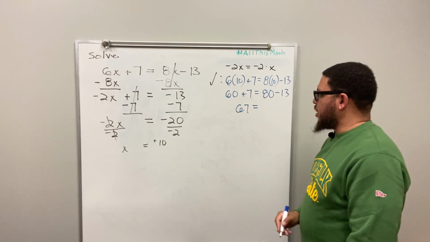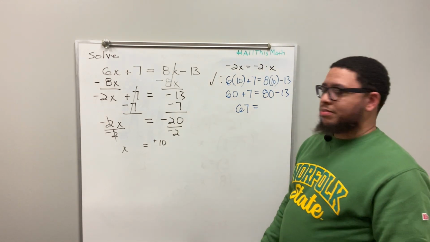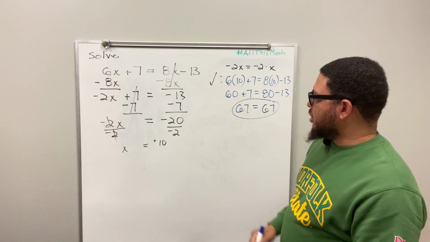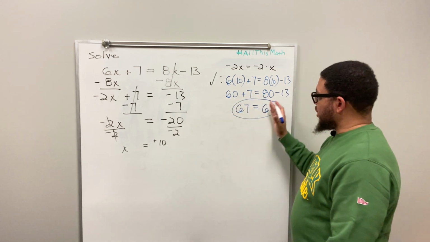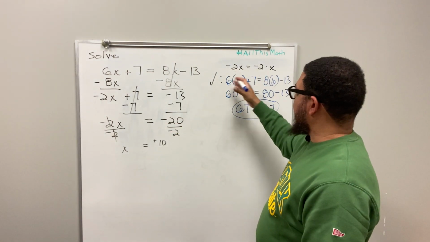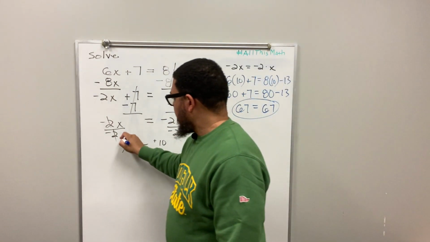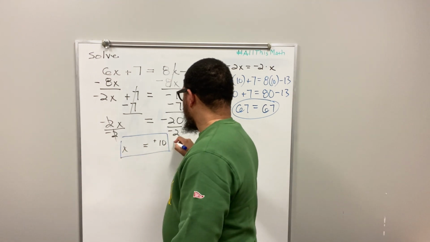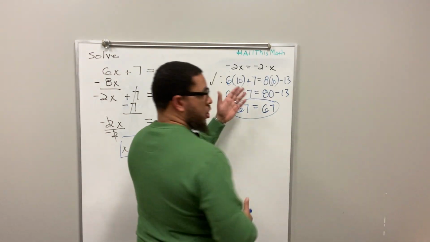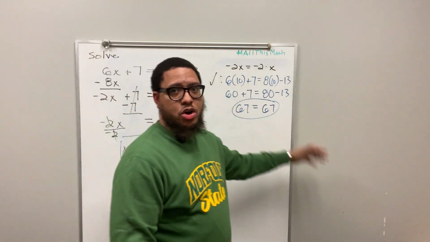What's 80 minus 13? Also 67. That's a true statement because 67 does equal 67, and 10 was the number that enabled us to get that. x equals 10. So we just proved it by checking our work.